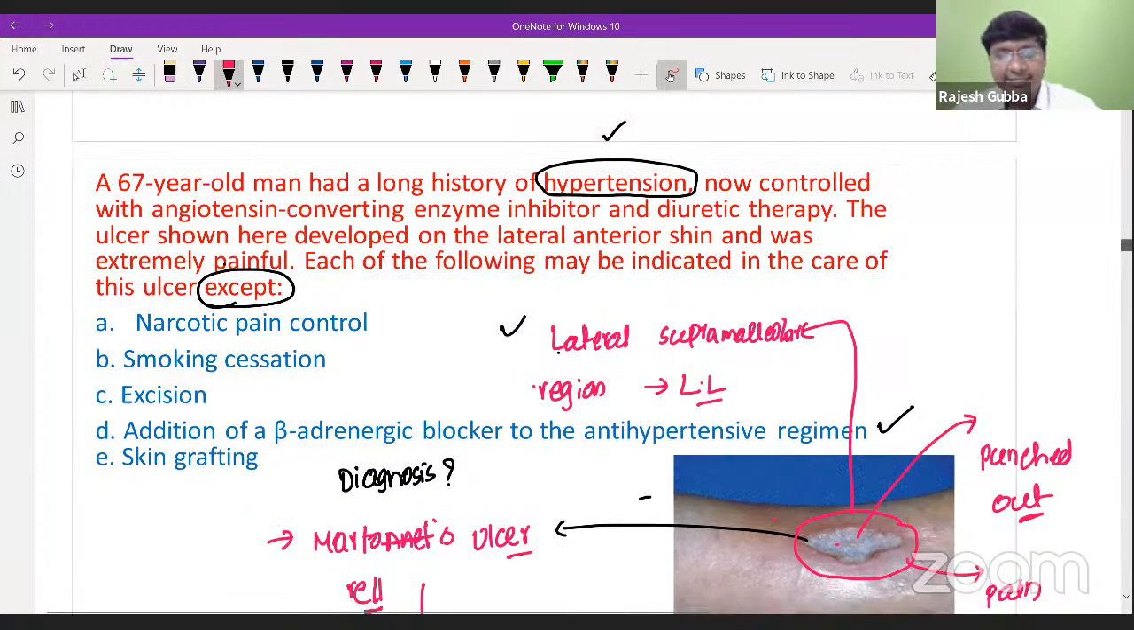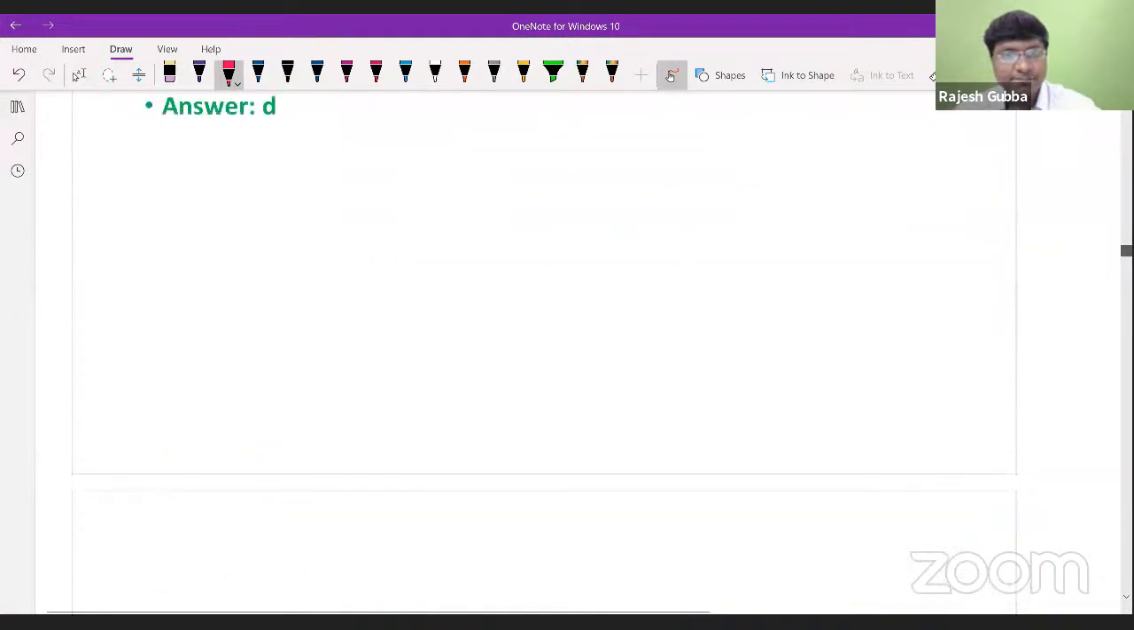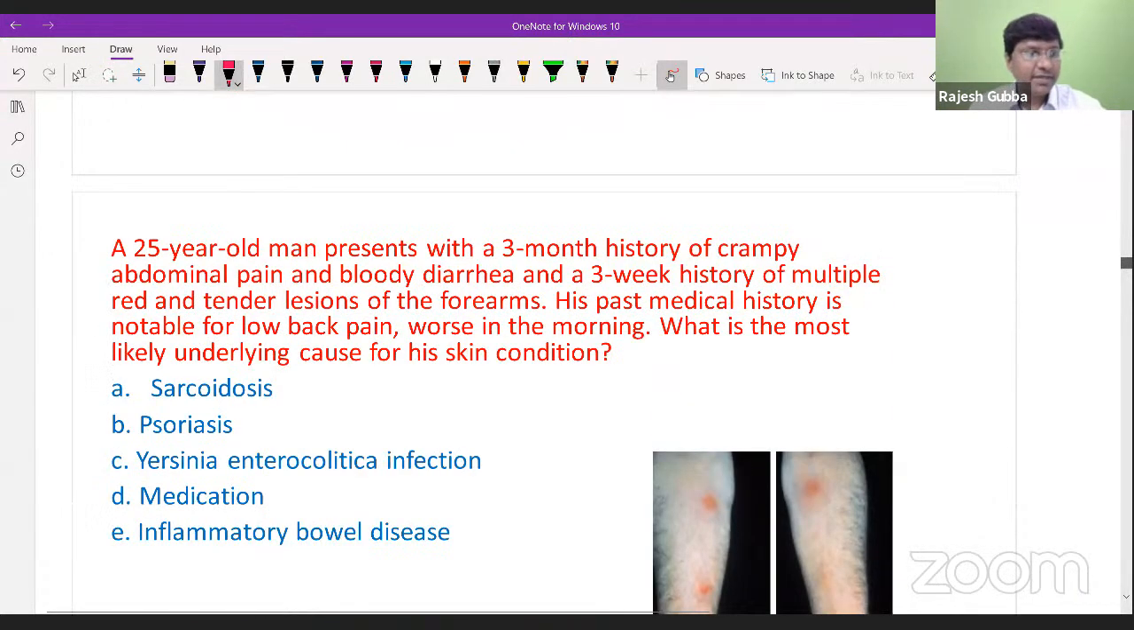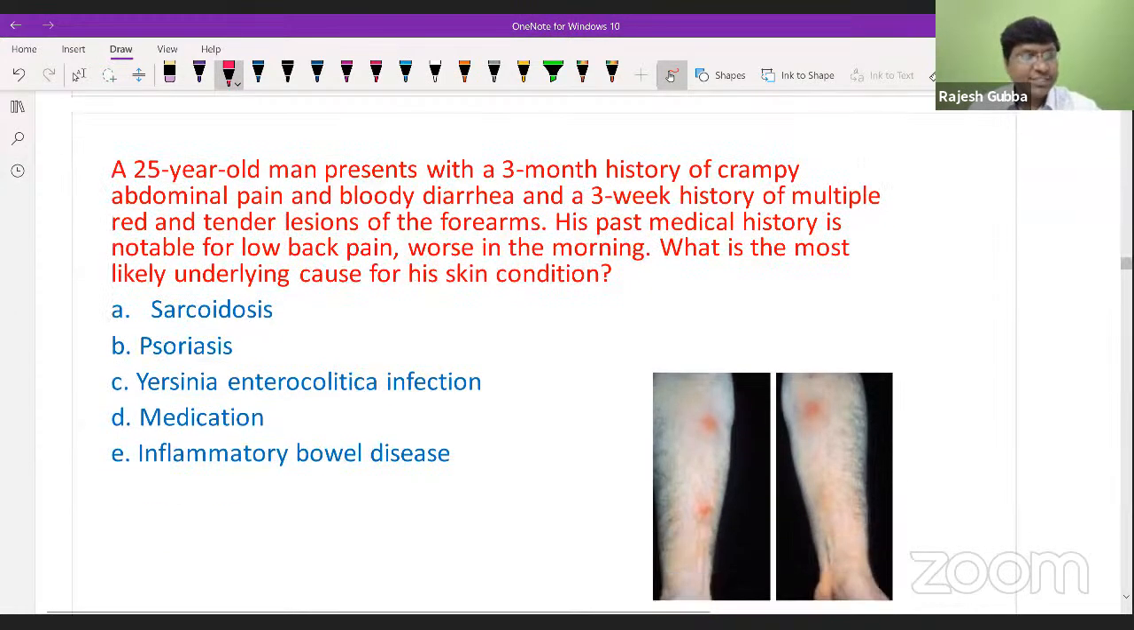Next, followed by that, you see the next important question. We have a 25-year-old man who presents with a 3-month history of crampy abdominal pain and bloody diarrhea, and a 3-week history of multiple red and tender lesions of the forearm. His past medical history is notable for low back pain and worsening in the morning. What is the most likely underlying cause for this skin condition? Sarcoidosis, psoriasis, Yersinia enterocolitica infection, medication-induced inflammatory bowel disease.